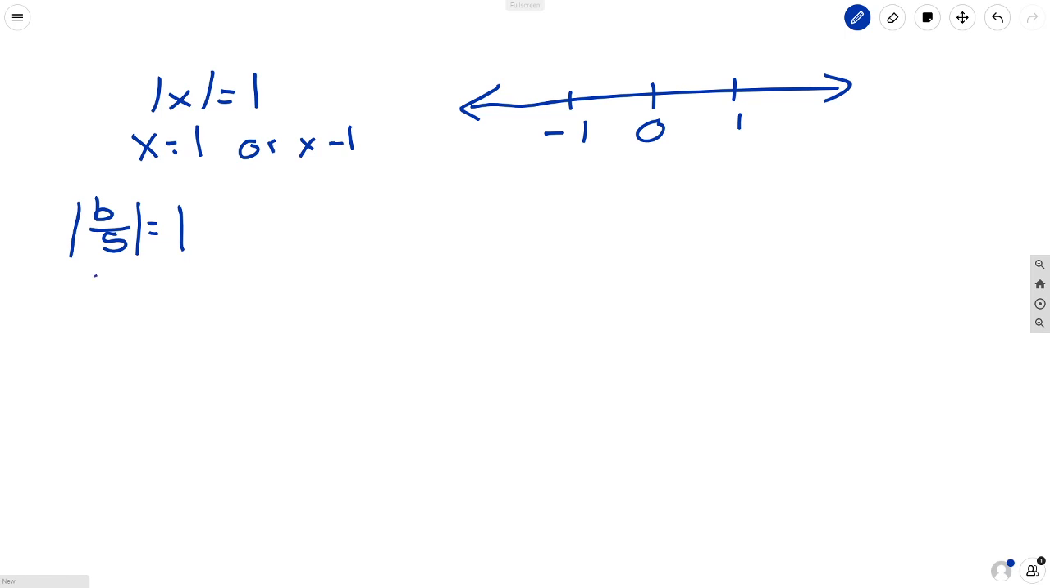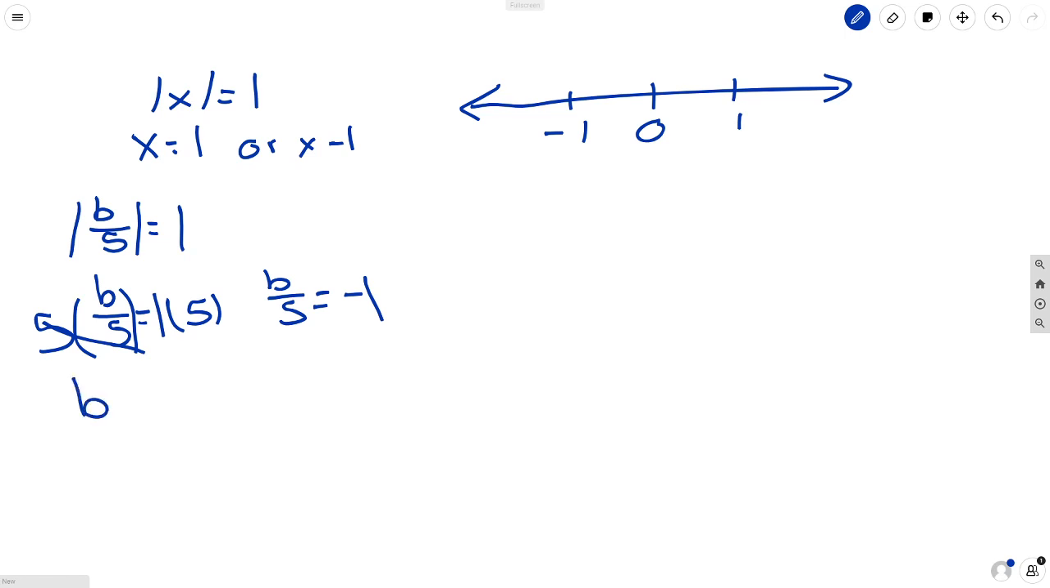Well, we need to set up two separate equations. We need to set up b over 5 equals 1, but also b over 5 equals negative 1. Just like x equals 1 or x equals negative 1, we do the same thing here. We take everything within the absolute value, we set it equal to the positive number, and then we set it equal to the negative number and solve each equation separately. So to get rid of the fraction, we multiply by 5, and 1 times 5 is 5. We do the same thing over here.